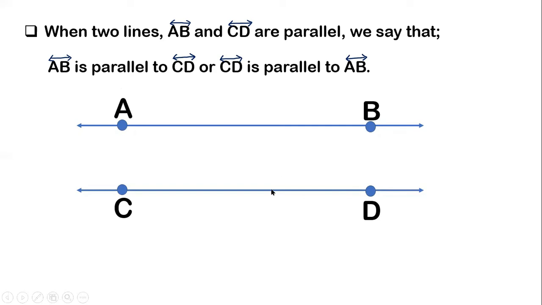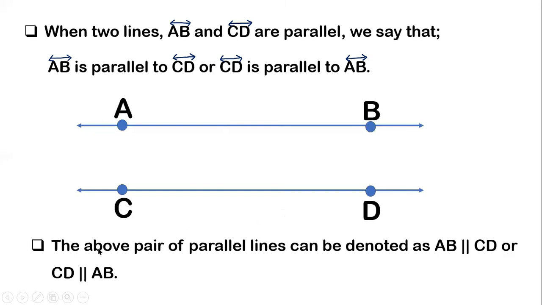And why do we say that they're parallel? We say that they are parallel because the distance between them is the same. And also, we look at these arrows. Once you look at the arrows, it means that the two lines are parallel to each other. In other words, the two lines cannot meet. I hope that is also clear.